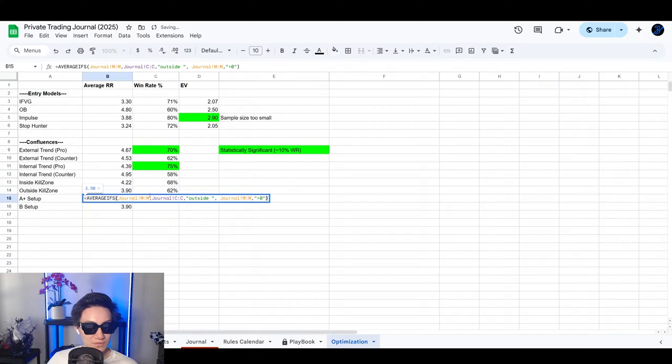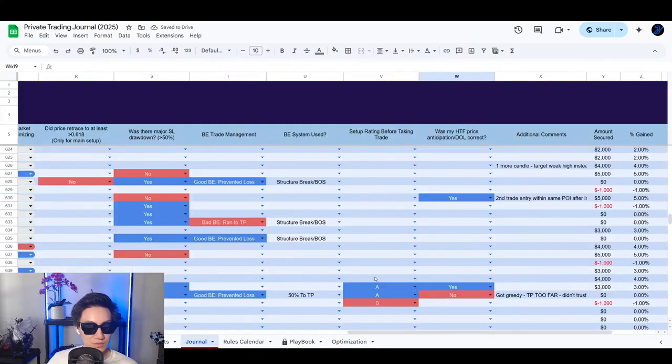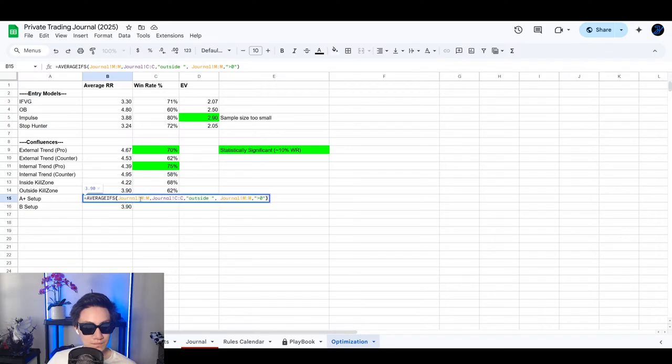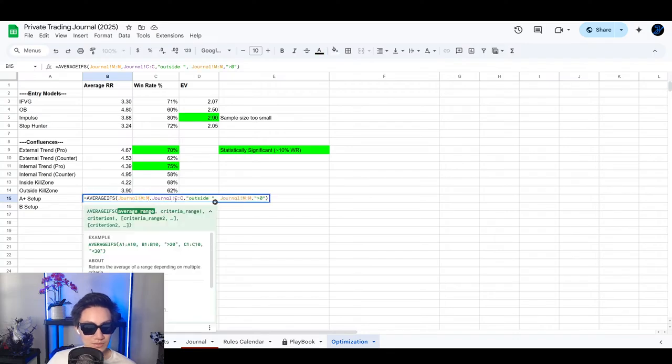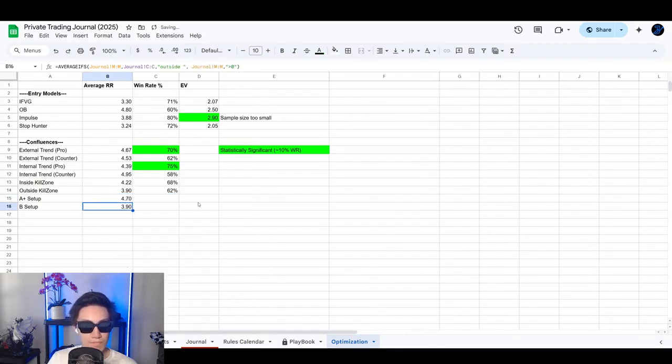If you just want to do this, it's simple. We can just copy these formulas here, and then change it to V, which is a column. If you guys know an easier way to do this, let me know, because I feel like the way I'm doing it is not the most efficient. It's just what I can think of off the top of my head right now. So you just do A here, and keep everything else the same. And you do B here. Surprisingly, my B setups have a higher risk reward average of 5.7.